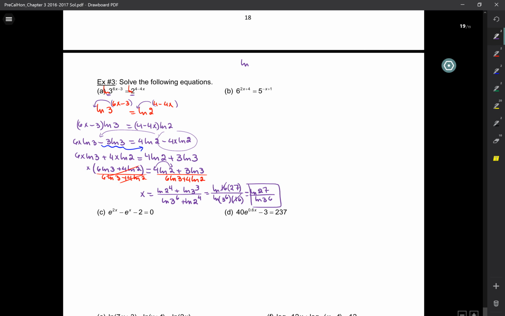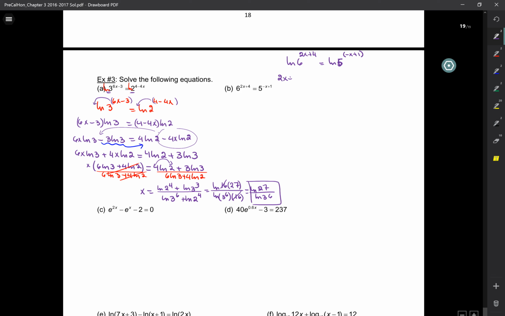Okay, let's do this next one. Same situation. I'm going to take the ln of both sides, and if you don't mind, I'm just going to start from here. Ln of 6 to the 2x plus 4 is equal to ln of 5 to the negative x plus 1. So 2x plus 4 ln of 6 is equal to negative x plus 1 ln of 5.